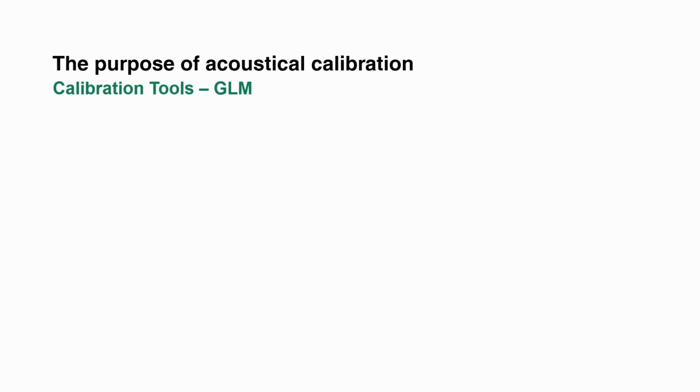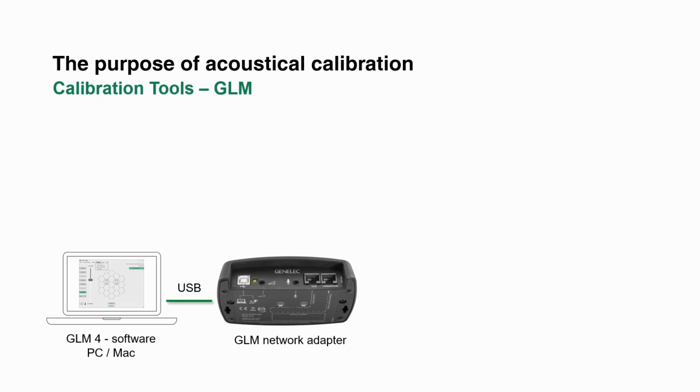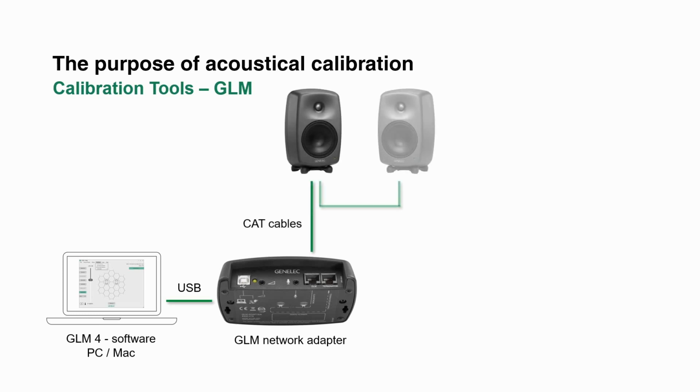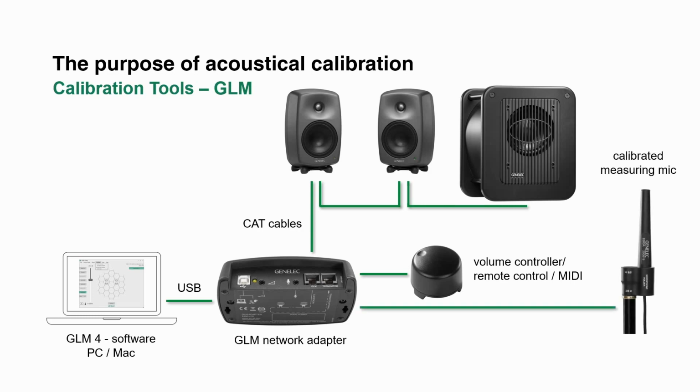So the way that the GLM network and the GLM system connects is we'll take a USB connection from our laptop or PC or Mac. You go into the Genelec network adapter, and then from there we will connect via RJ45 cables to each element within the system. So that could be any number of monitors or subwoofers. We have the ability to connect either a physical volume controller, or like I said, you can connect any MIDI-enabled device, and that will be able to take control of GLM. For the calibration process, we'll simply connect our GLM microphone to the network adapter and then position that in the listening position.